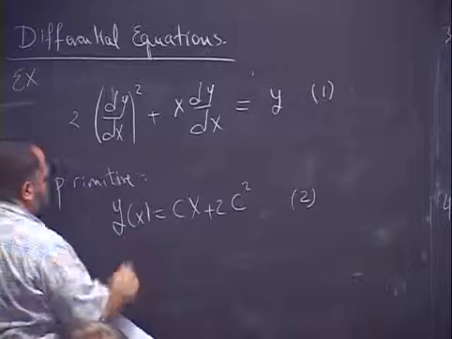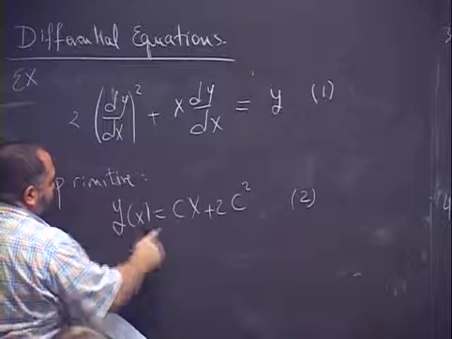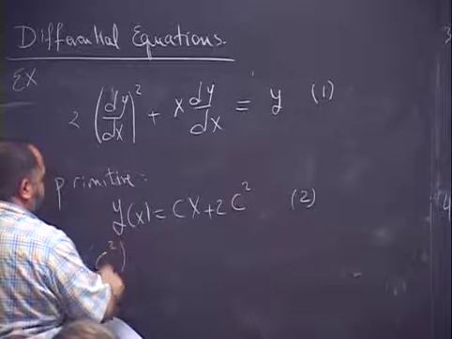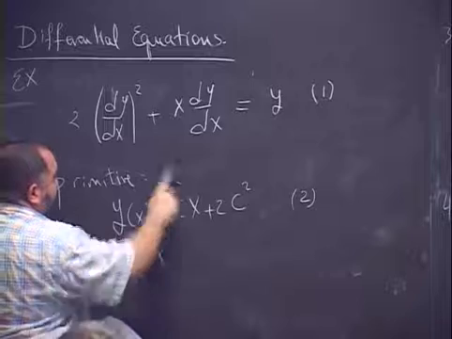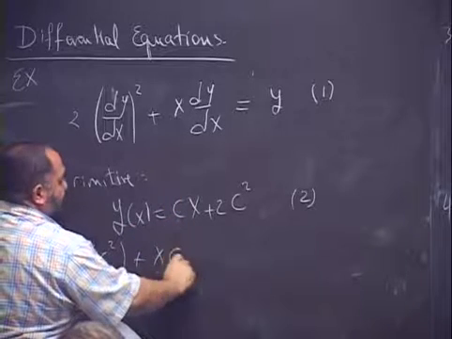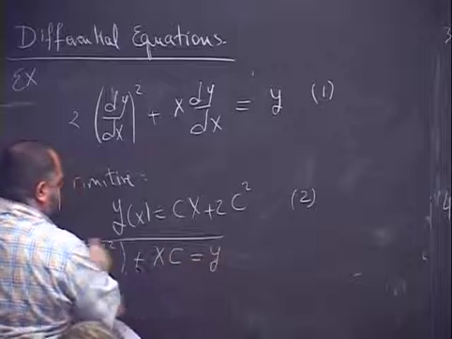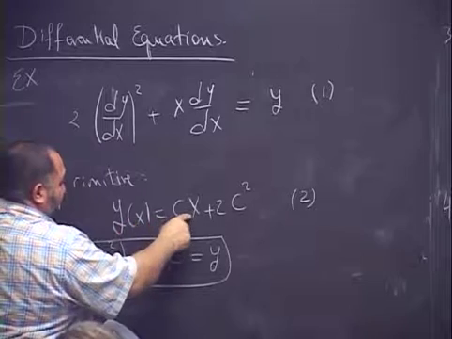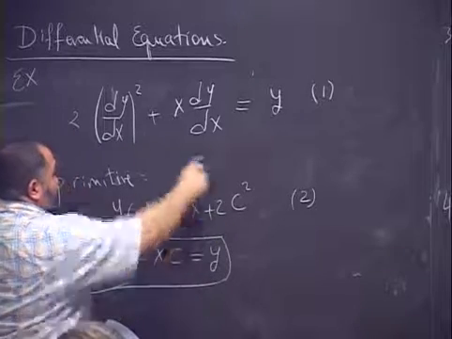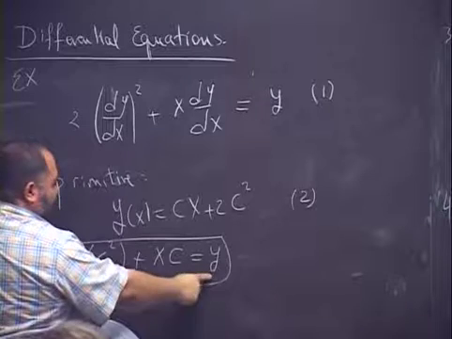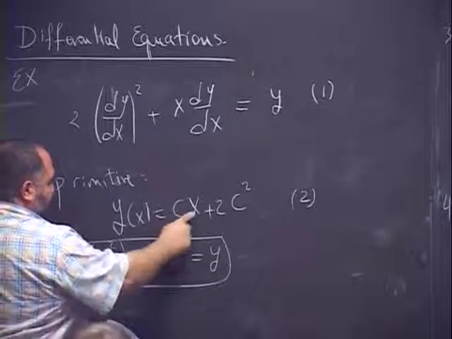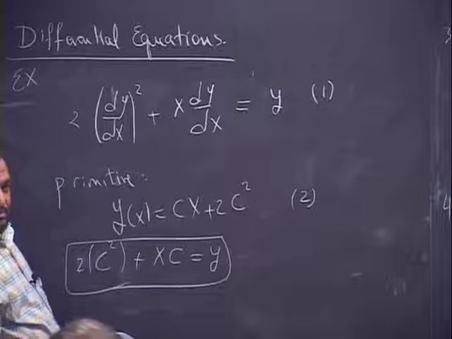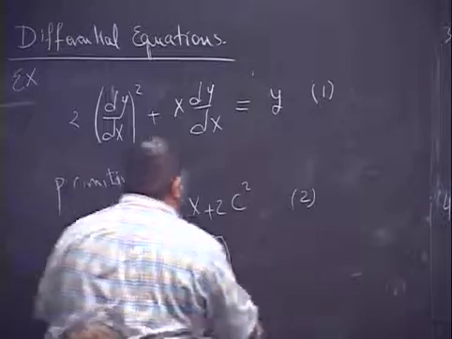Yes, so let's substitute. What's dy/dx? c multiplied by 1, and this is 0. So it's c. So 2c² plus x c is equal to y. So we proposed the solution y(x) = cx + 2c². We substituted here, and we got y equal to cx + 2c². So it is indeed a solution for the equation. Yes, guys? Now, let's plot this.